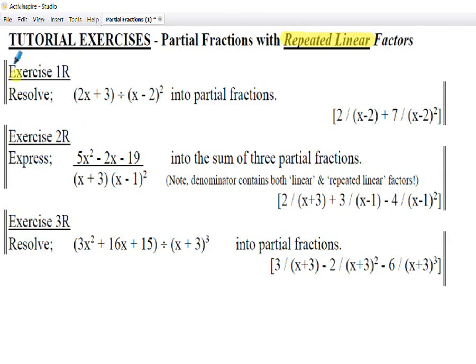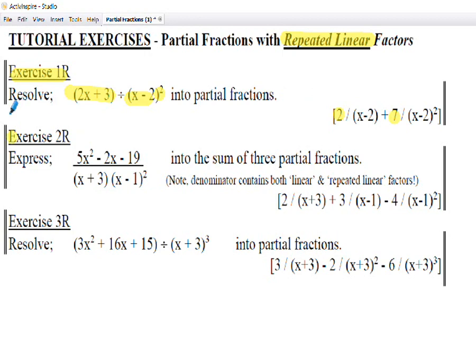I will leave you again with some repeated linear factor exercises, just talking you through briefly. In exercise 1R, you've got 2x plus 3 divided by x minus 2 all squared, so your partial fractions would be a over x minus 2 plus b over x minus 2 all squared, and then you have two constants a and b to find.